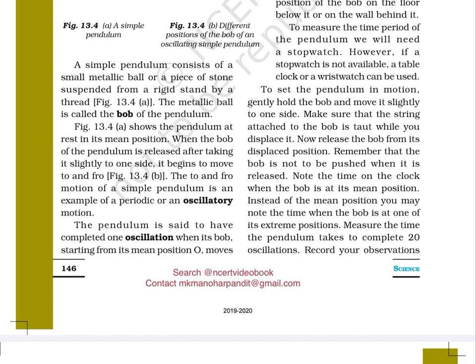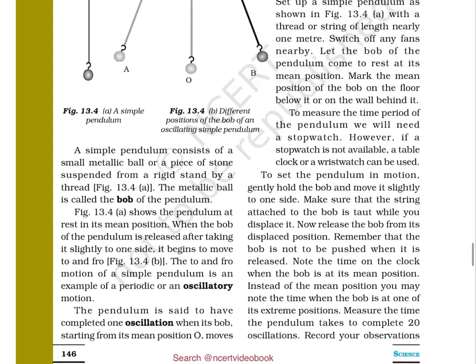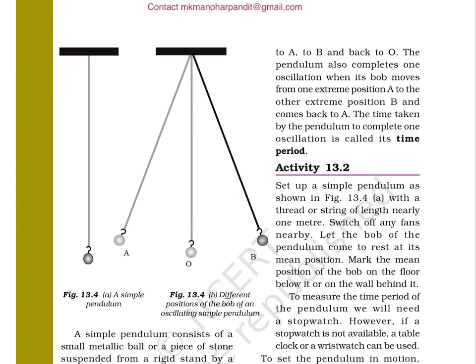The to and fro motion of a simple pendulum is an example of a periodic or an oscillatory motion. The pendulum is said to have completed one oscillation when its bob, starting from its mean position O, moves to A, to B, and back to O. The pendulum also completes one oscillation when its bob moves from one extreme position A to the other extreme position B and comes back to A. The time taken by the pendulum to complete one oscillation is called its time period.